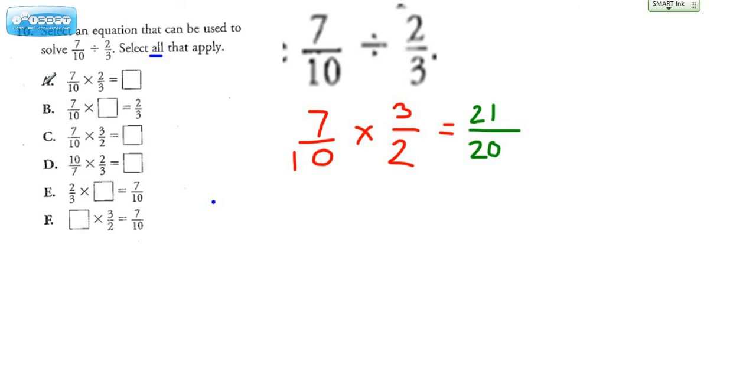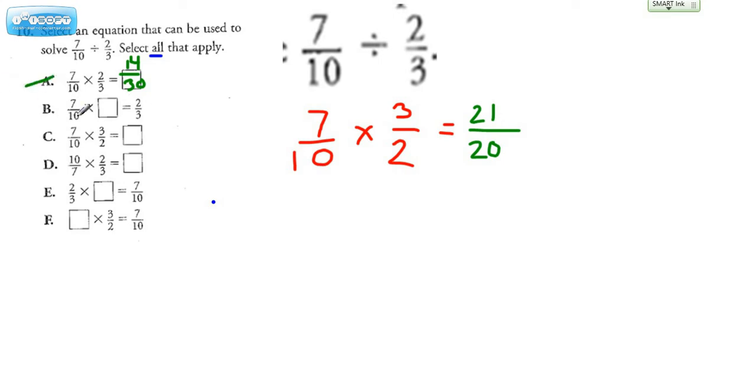All right, so let's take a look at choice A and figure out if we were going to go ahead and fill in this box, would we get this green value or something that's equal to it? And if we went ahead and did this, 7 times 2, wouldn't that be 14? And 10 over 3 would be 30. And we have to ask ourselves, is 14 over 30 somehow equal to 21 over 20? And we might come to the conclusion that it's not, so therefore we would reject that one.